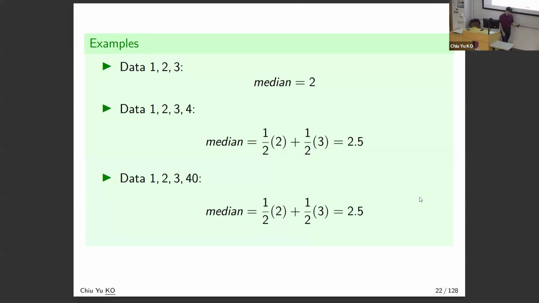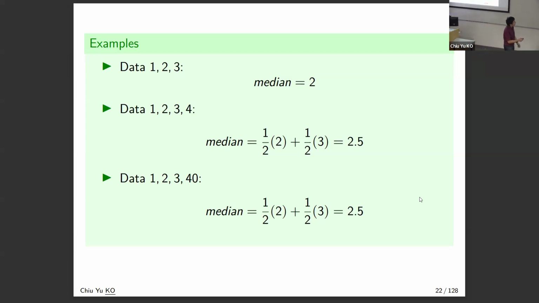Anyway, as I said, green is most important. Let's operationalize this one. Probably everyone will know it from high school. So for data 1, 2, 3, the median is just the middle guy, exactly the second guy, because n plus 1 over 2: 3 plus 1 is 4, 4 over 2 is 2, the second guy, 2.